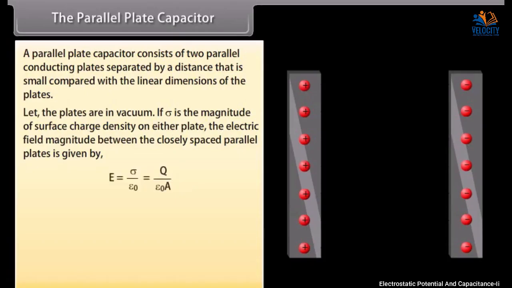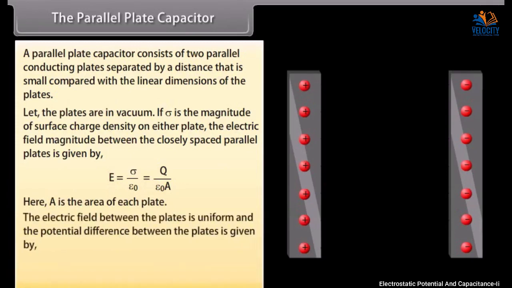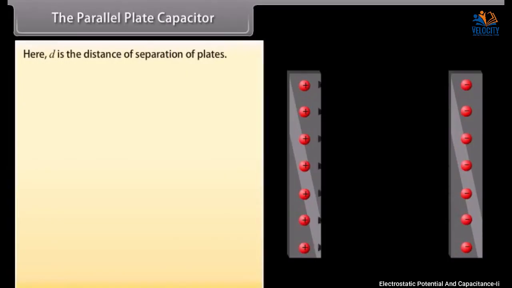parallel plates is equal to sigma upon epsilon naught, but sigma is equal to Q by A. Put the value of sigma in the above equation. We get E is equal to Q divided by epsilon naught A. Here, A is the area of each plate. The electric field between the plates is uniform and the potential difference between the plates is given by E D, which is equal to Q D upon epsilon naught A. Here, D is the distance of separation of plates.